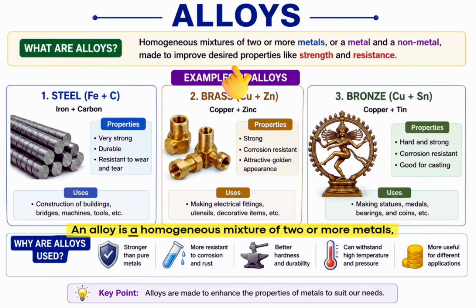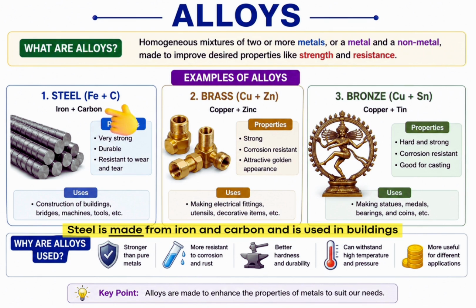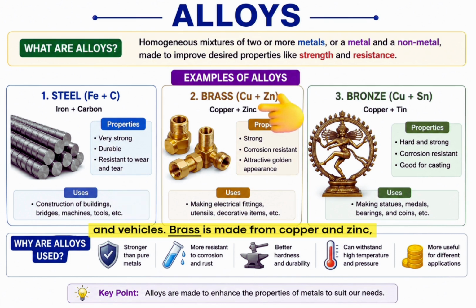An alloy is a homogeneous mixture of two or more metals, or a metal and a nonmetal. Alloys are made to improve the properties of metals, such as strength, hardness, and resistance to corrosion. Steel, brass, and bronze are common examples of alloys. Steel is made from iron and carbon and is used in buildings and vehicles. Brass is made from copper and zinc, while bronze is made from copper and tin.